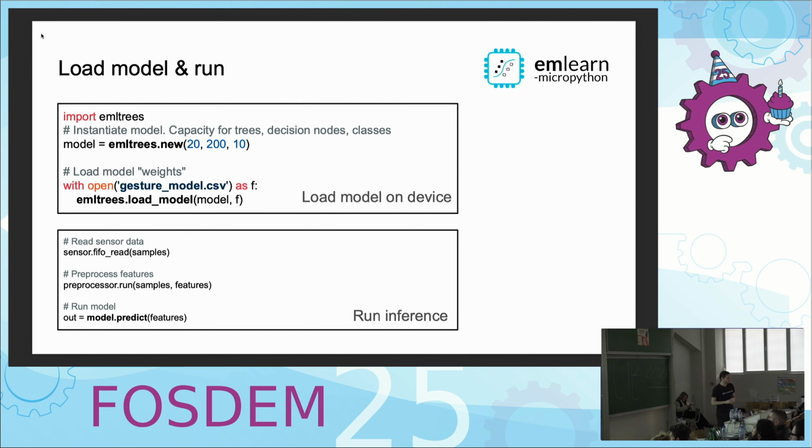You can create the model, you have to specify the capacity, and then we load the model definition from the file system. And then, again, you read your sensor data, and you pass the data to the model predict function, and you get the classification or regression or anomaly detection output.